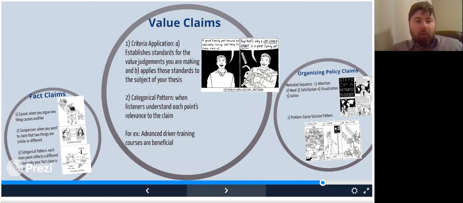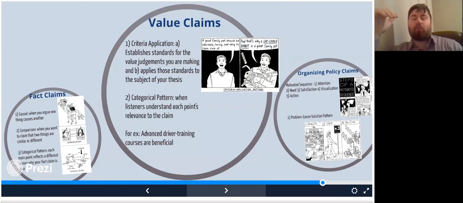And then categorical pattern is similar to the fact claim. It's when listeners understand each point's relevance to the claim. So you're saying, for example, what are you looking for in a good car? You're looking for price. You're looking for good gas mileage. And you're looking for reliability. Those kinds of things.